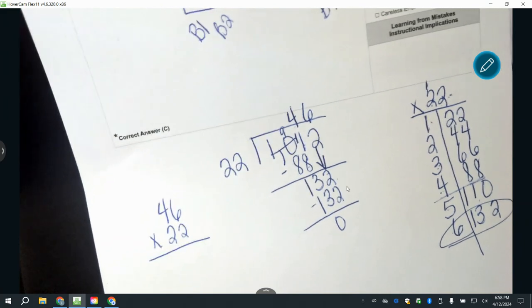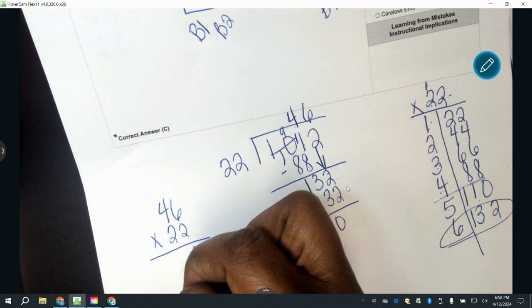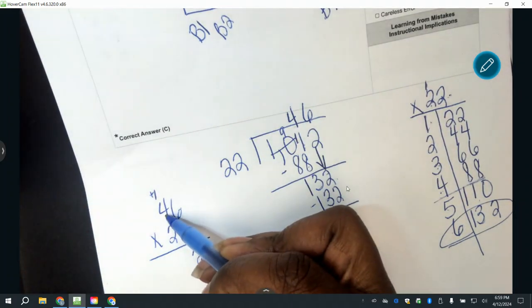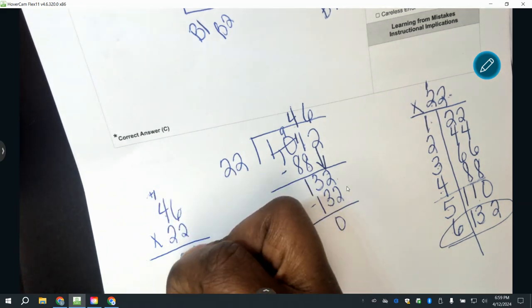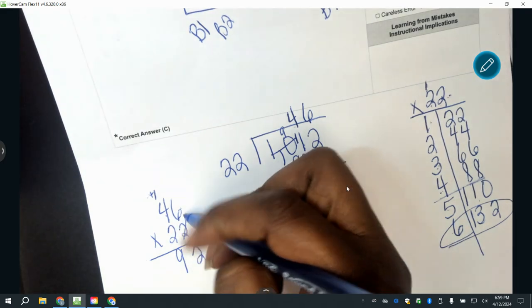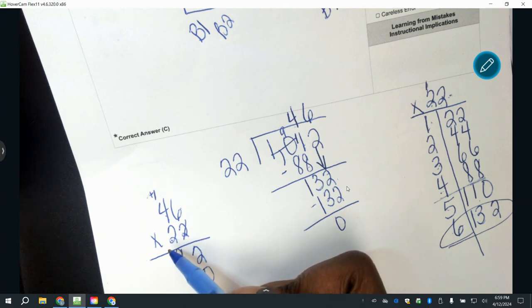If you feel comfortable with multiplying. So 2 times 6 is 12. Put my 2, regroup my 1. 2 times 4 is 8, plus 1 is 9. Okay, so now we have 92. 46 times 2 is 92. Done with the 2, drop that 0, move over to the next place value. Remember, when you move over to the left, multiply by 10 and move to the left, all right?